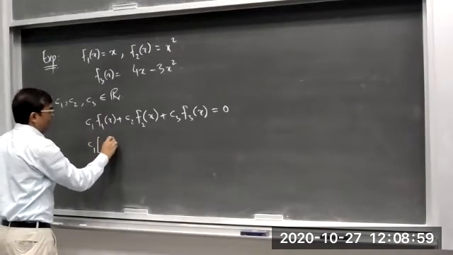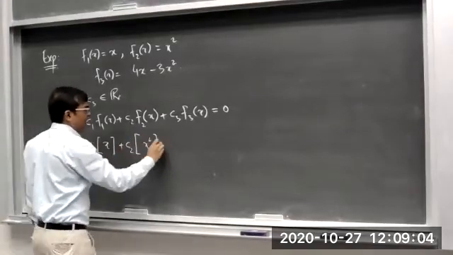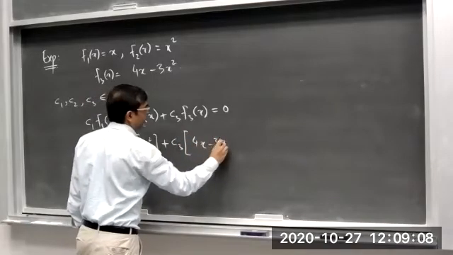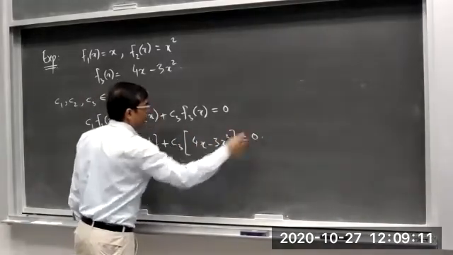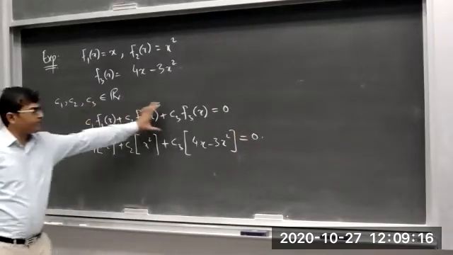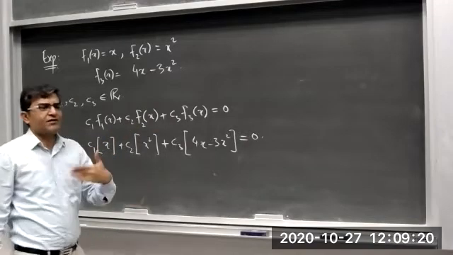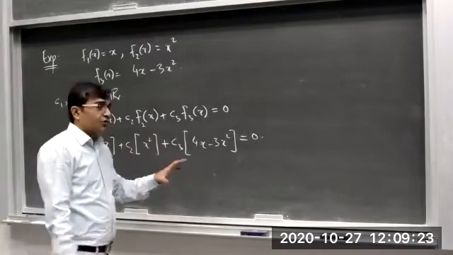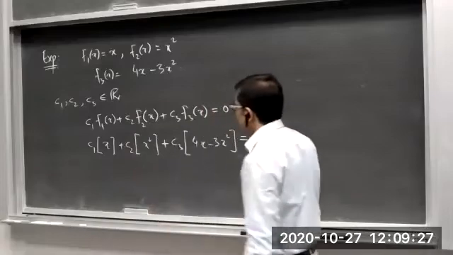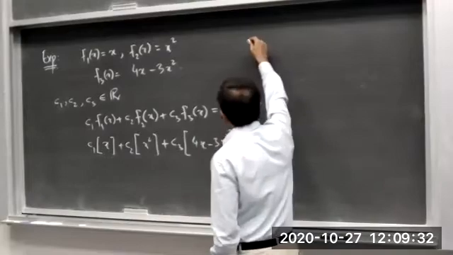Now, what is f1 of x? C1 x plus C2 x squared plus C3 times 4x minus 3x squared. We put it equal to 0. We start by writing this equation, and then we solve it. We try to find the constants C1, C2, C3, the values of the constants which satisfy this equation. And how can we solve this equation? Basically, these functions are polynomial functions. We can compare the coefficients.